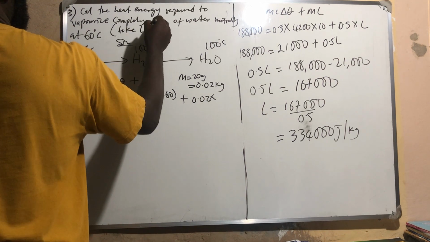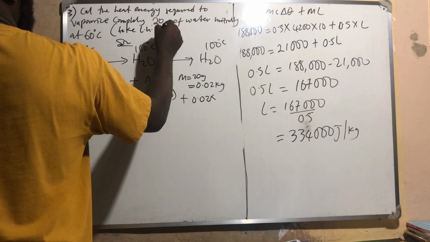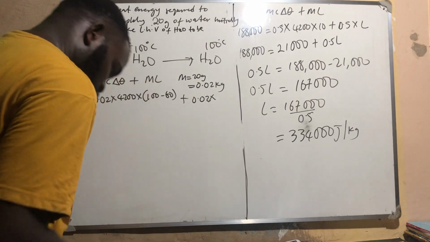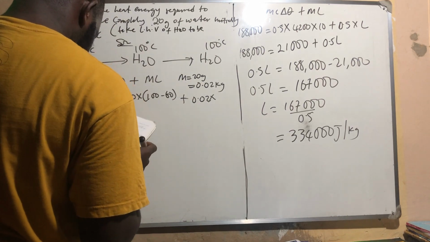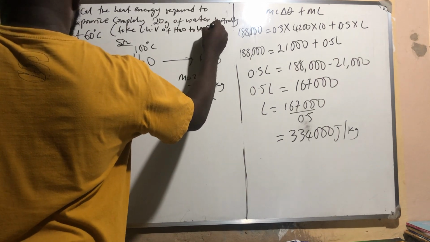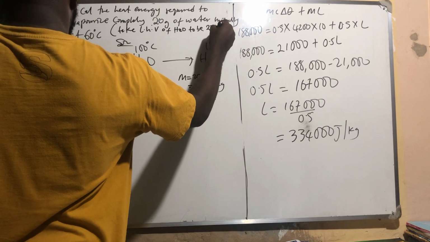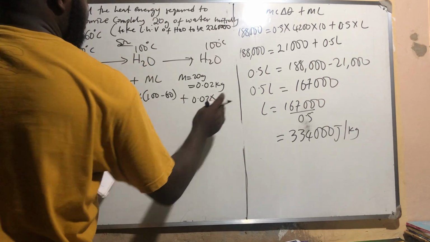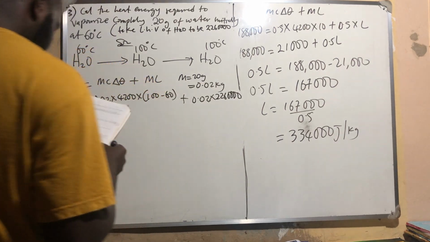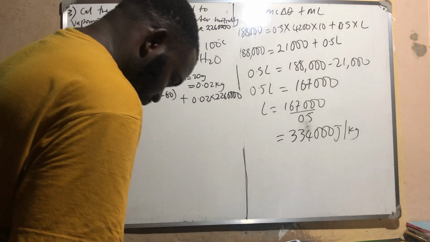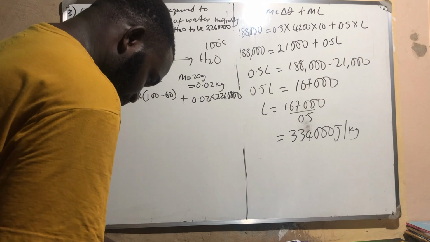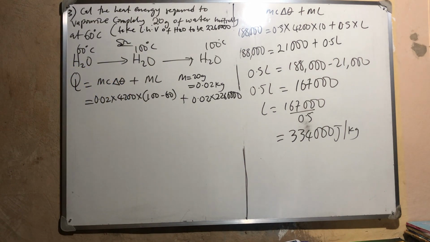They say take the latent heat of vaporization of water to be 2,260,000. Okay, that's what they gave us. So we have 2,260,000. Okay, they say take the latent heat of vaporization. So that is that.